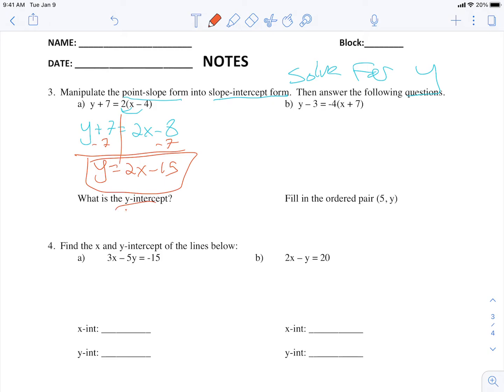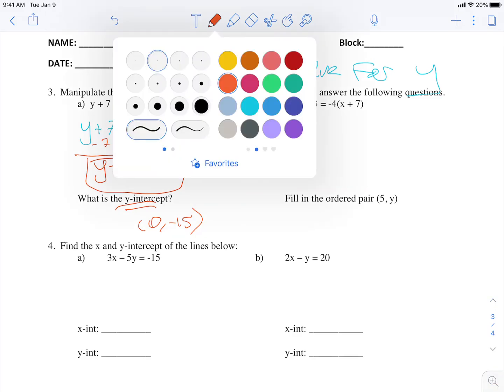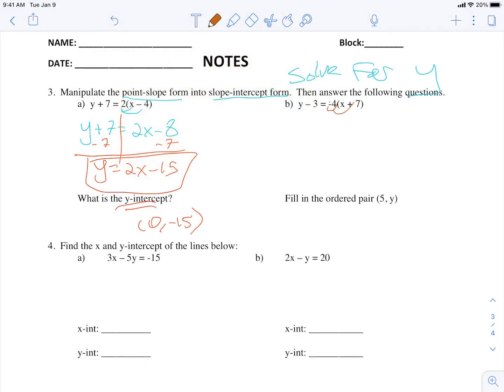Okay, and what's my y-intercept? Well, I can get it from here: 0, negative 15. All right, let's try this again. Distribute: y minus 3 is equal to negative 4x minus 28. Add 3 to both sides. y is equal to negative 4x minus 25.